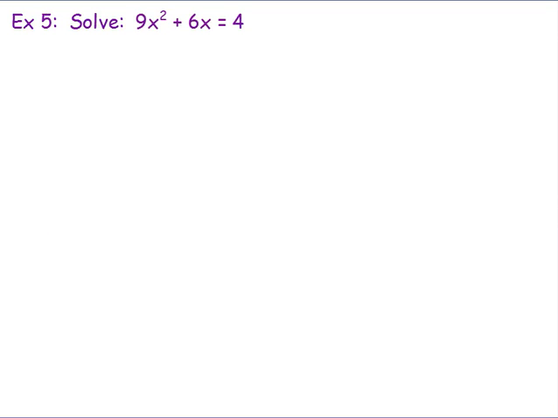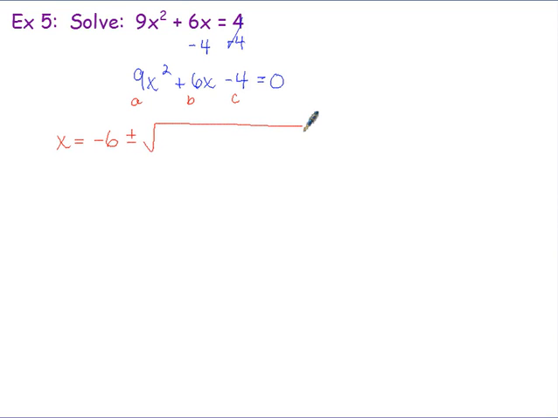First thing you should have done was subtracted 4 from both sides. That should have left you with 9x squared plus 6x minus 4 equals 0. You knew A was 9, B was 6, C was negative 4. So you should have written on your paper, negative 6 plus or minus square root 6 squared minus 4 times 9 times negative 4, all divided by 2 times 9. Hopefully you had that part right.